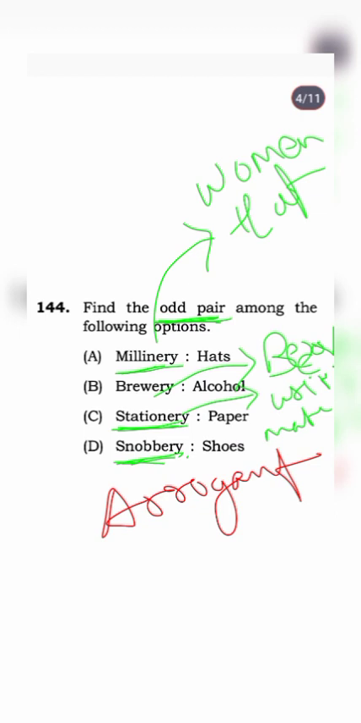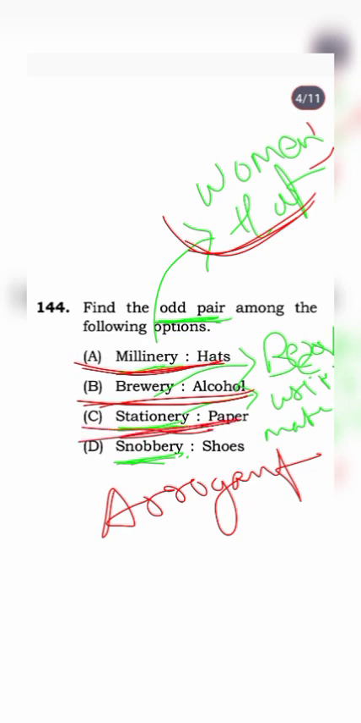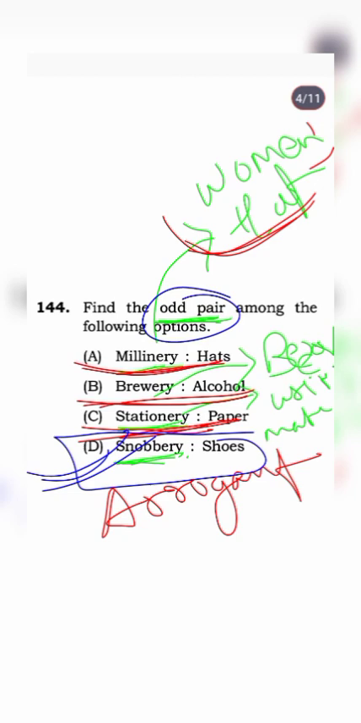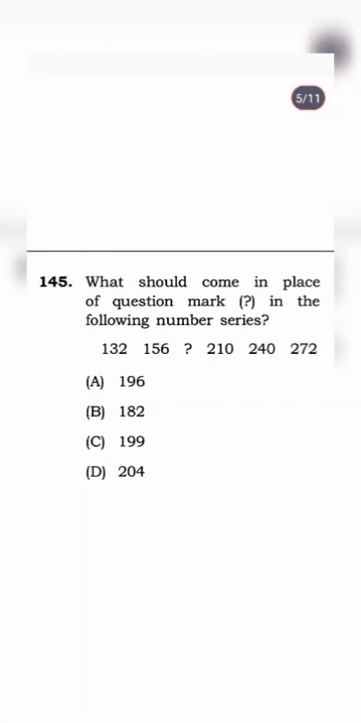So millinery hats, those people who sell women's hats, so they are milliners. This is correct. This is related to hats. Brewery, those who sell beer, so alcohol, beer contains a less percent of alcohol. Stationery, those who sell writing material, writing material is paper. And snobbery, what? Snobbery means arrogant. So this may be wrong. But we have to find the odd pair. The odd pair is snobbery and soup. So D is the correct answer. Okay, we'll move forward. This may be easier.